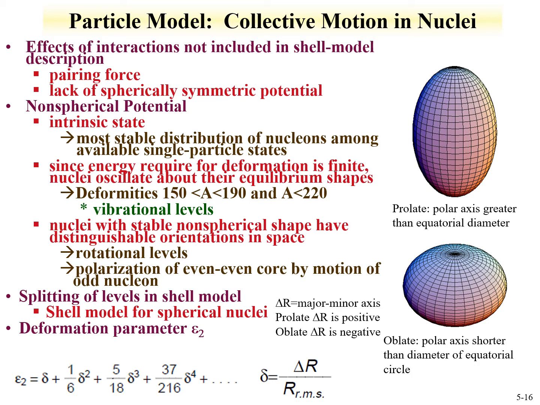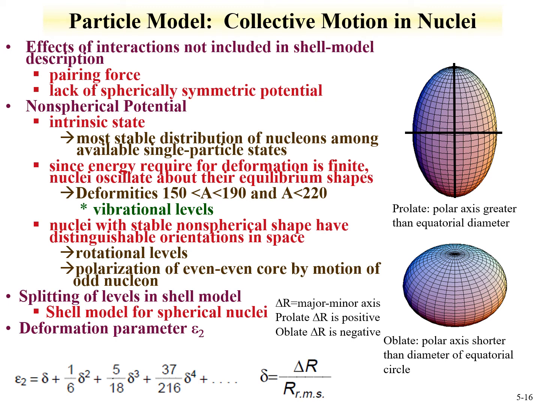The main assumption of the shell model is that nuclei are spherical. If one applies a particle model and discusses nuclei as particles in collective motion, one can come up with shapes that are non-spherical. Nuclei can have shapes such as prolate, shown here, or oblate. For the prolate, the polar axis is greater than the equatorial diameter, and the oblate is opposite. Evaluating the axes defined here, in the oblate, this x would be larger than the z, whereas it's opposite for the prolate.